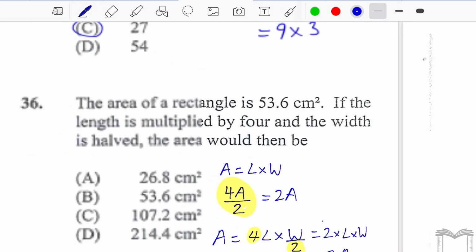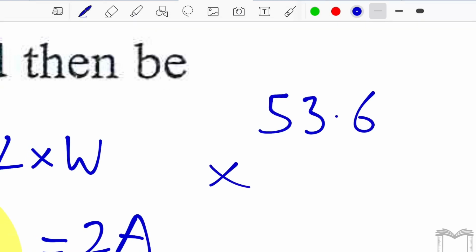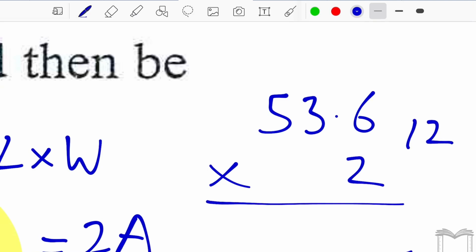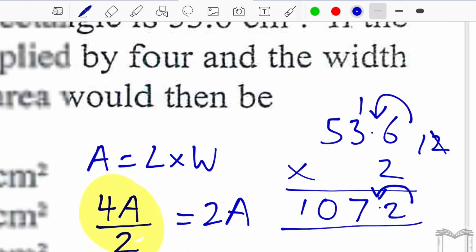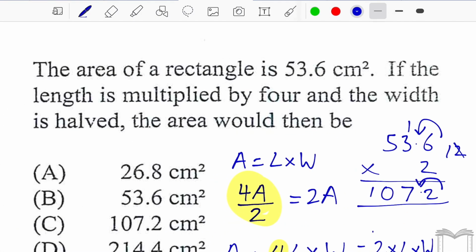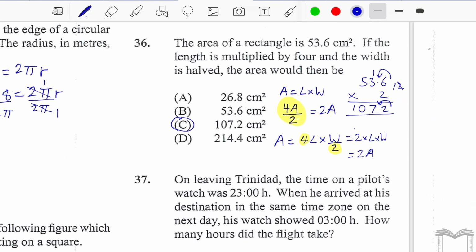The area is equal to 53.6. So we multiply 53.6 by 2. 2 6s are 12. 2 3s are 6 plus 1 is 7. 2 5s are 10. 1 decimal place here, so we put 1 decimal place in the answer. So the answer is 107.2. So your answer is C.